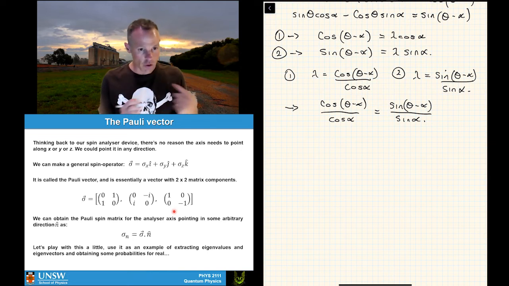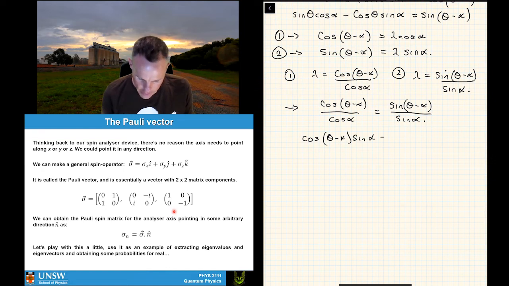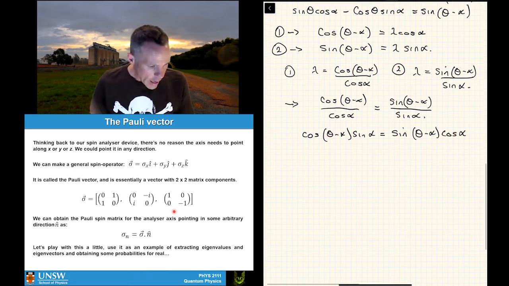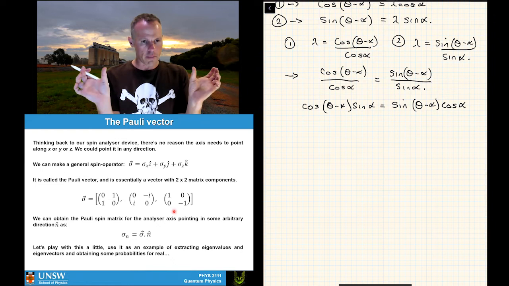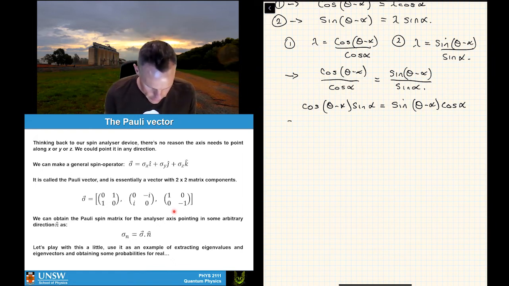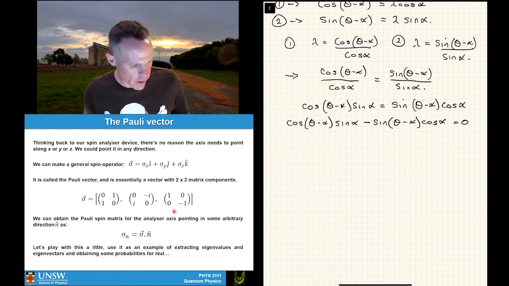At this point here, we'd cross multiply. So let's do that. Cos of theta minus alpha sine alpha is equal to sine of theta minus alpha cos alpha. And then we can take one of the terms from one side over to the other so that we can make this thing equal to 0. So cos of theta minus alpha sine alpha minus sine of theta minus alpha cos alpha would be equal to 0.